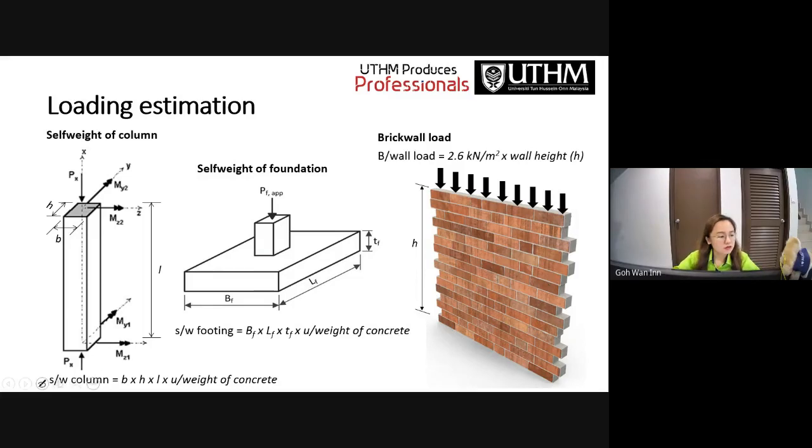Okay, so let me get the pen. So beam, brick wall will stay on the beam. So this is the beam. Normally it will give you the brick wall loading with 2.6 kilonewton per meter square. So you need to times the wall height, so you will get the unit according to this length. Let's say it's 4 meter height. So 2.6 times h, then you will get the brick wall load.